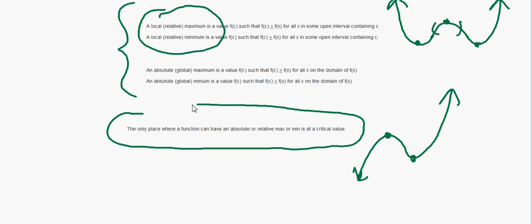The only place a function can have a maximum or a minimum value is at a critical point or a critical value. Okay, now that's not talking about endpoints. If you have an interval and you're looking at a function, then you can have a lowest point and a highest point at the endpoints. But if you're graphing an entire function, then the only place where a min or max could happen is at those critical numbers.